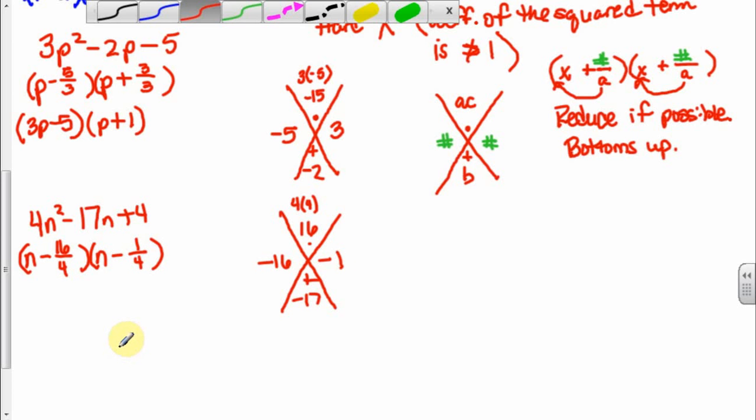You're going to reduce the fraction if it will reduce. This reduces: 16 over 4 reduces to 4. This one does not reduce, so you bottoms up. You bring the bottom number up and you put it in front of the n. 4n minus 1. And that works. If you FOIL it out, it does work.